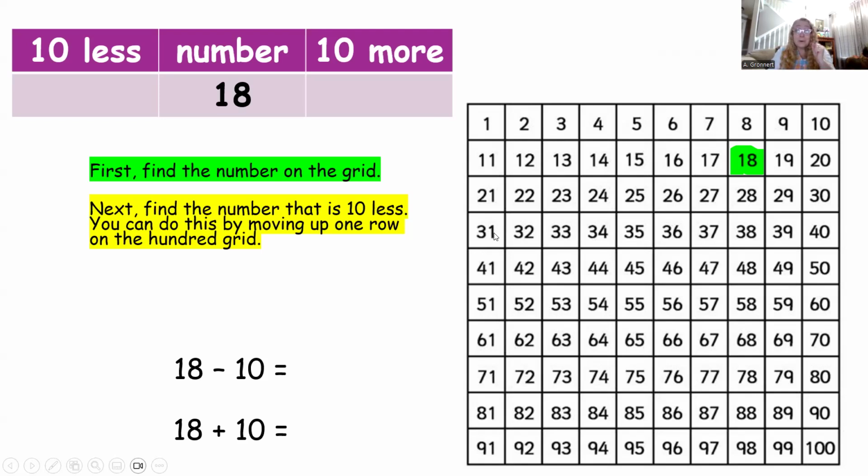Do you see that number? Yes, we can color that number or circle it also. 8. Now we can write it into the chart. 8 is 10 less than 18.